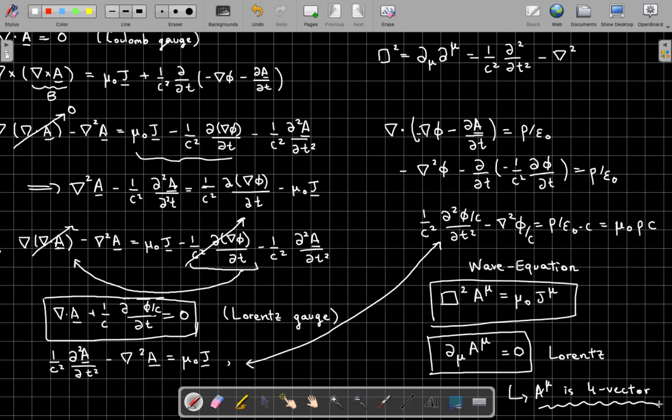So very good. This is the end of our part 1 on connecting special relativity with electromagnetism. In the following part, we'll see why we can use the wave equation, the Lorentz gauge in general, to recast Maxwell's equations in a manifestly covariant form.